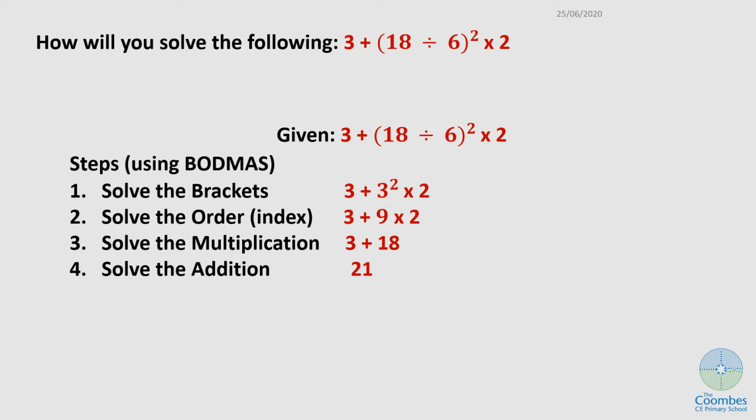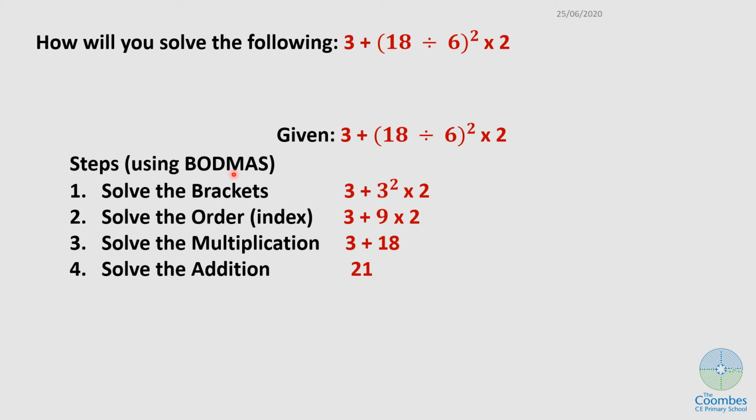So let me rewrite another step. So I have 3 here plus, now 3 to the power 2 just means 3 times 3. So 3 times 3 is 9. And then I write my times 2. So I have done my brackets, I've done my order. Is there a division? Now if I look at the problem here, there's no division. So I'll move on to multiplication.